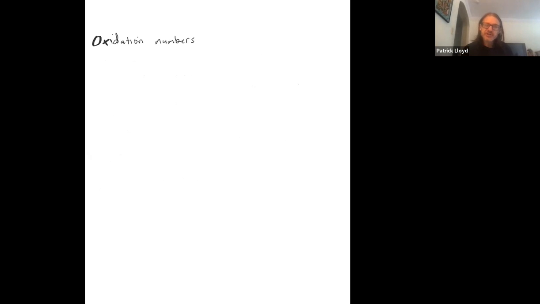Okay, oxidation numbers. One of the things that you're going to be doing in the homework is assigning oxidation numbers as your little exercise. Think of the oxidation number as analogous to the electrical charge of the species. What we're going to do is think of a substance, for example, water, as individual atoms, all of which have charges, and we call those charges oxidation numbers.